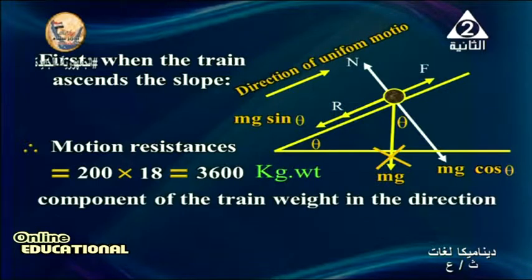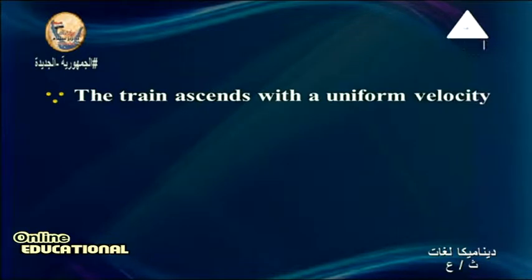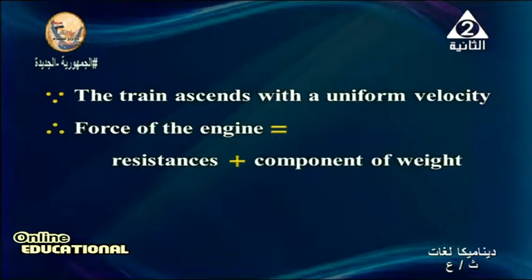The component of the train weight in the direction of the plane equals mg sine theta, which is 200 times 1,000, the mass now in kilogram, times sine theta, 1 over 200, in kilogram weight, equals 1,000. Then the weight component, mg sine theta, equals 1,000 kilogram weight. The train ascends with a uniform velocity, then acceleration equals 0 according to Newton's first law. Then the force of the engine F equals the resistance plus the component of weight.